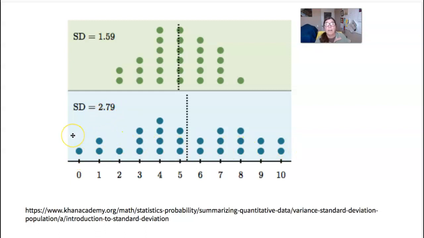So it's telling me, wow, 95% of my results in this blue experiment are going to be between 0 and 10. But in this one, 95% of my results are going to be from 5 minus 3. So 2 standard deviations is about 3. So 5 minus 3 is 2, so from 2 to 5 plus 3 is 8. And you can see that actually almost all the results are between 2 and 8 in this green experiment.